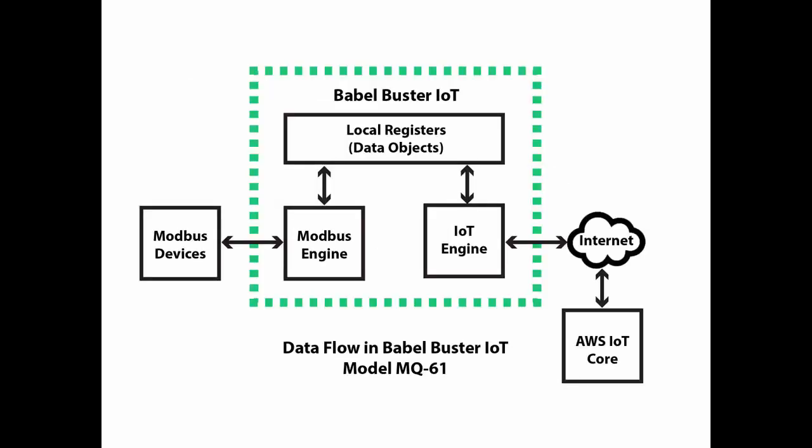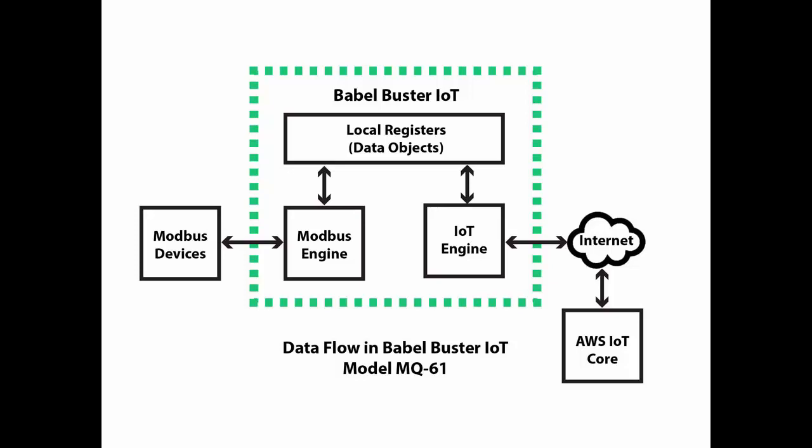Here's a block diagram of how data is flowing inside the Modbus version of the Babel IoT gateway. The Modbus engine is acting as a Modbus master and/or slave collecting data from Modbus devices. If acting as a Modbus client or master, you set up polling of registers and other devices using simple templates in the IoT gateway. If acting as a Modbus server or slave, other devices like a PLC can write to Modbus registers within the IoT gateway.